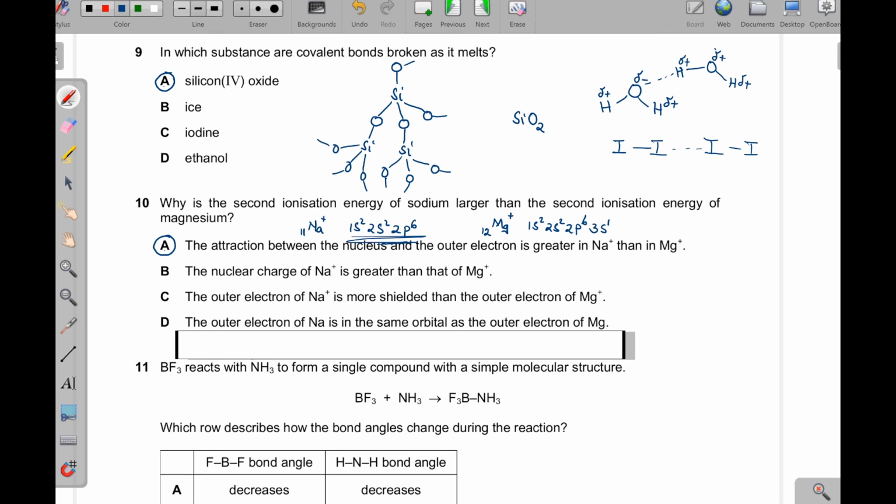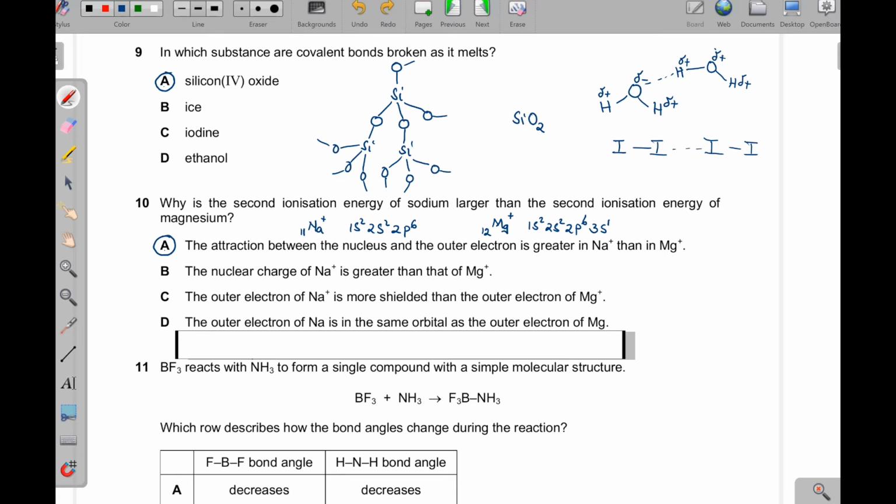It is stronger here because you are nearer to the nucleus. Here there is much more shielding. But let's see what they are saying in B. The nuclear charge of sodium is greater than the nuclear charge of this magnesium ion. No, sodium has fewer protons compared to magnesium. So get the difference between the nuclear charge and the nuclear attraction. The more the protons, the greater the nuclear charge. But the nuclear attraction is going to be determined by the shielding effect.